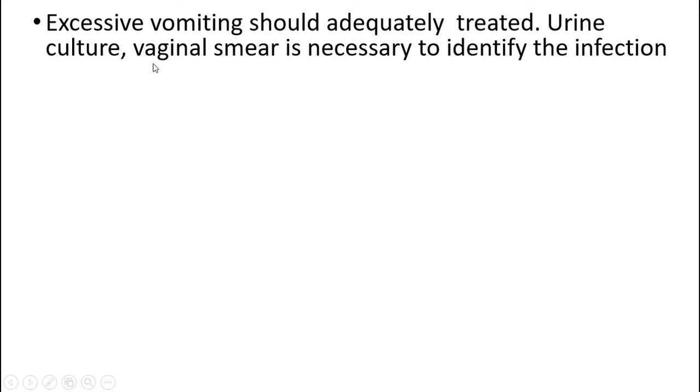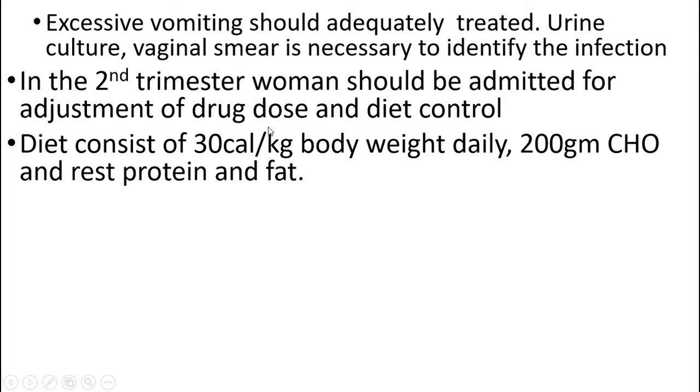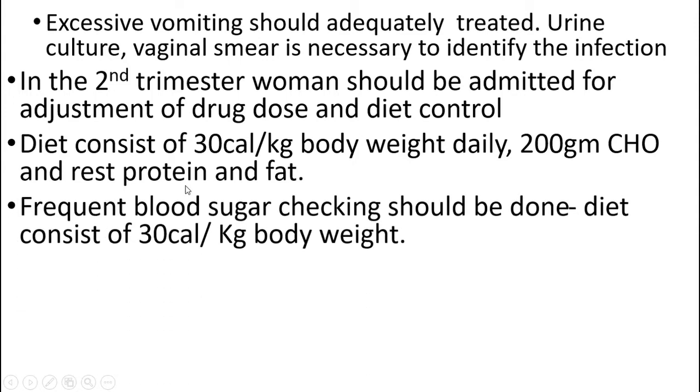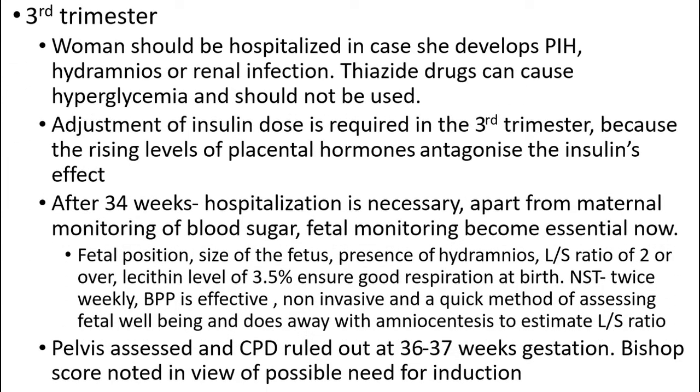Excessive vomiting should be adequately treated. Urine culture and vaginal smear are necessary to identify the causes. Then in second trimester, women should be admitted for adjustment of drug dose and diet control. Diet should consist of 30 kilocalories per kg body weight daily and 200 gram of carbohydrate plus protein and fat. Frequent blood sugar checking should be done. Oral hypoglycemic drugs cross the placenta and cause fetal hypoglycemia. Therefore, insulin, which does not cross the placenta, is usually administered in case of GDM.